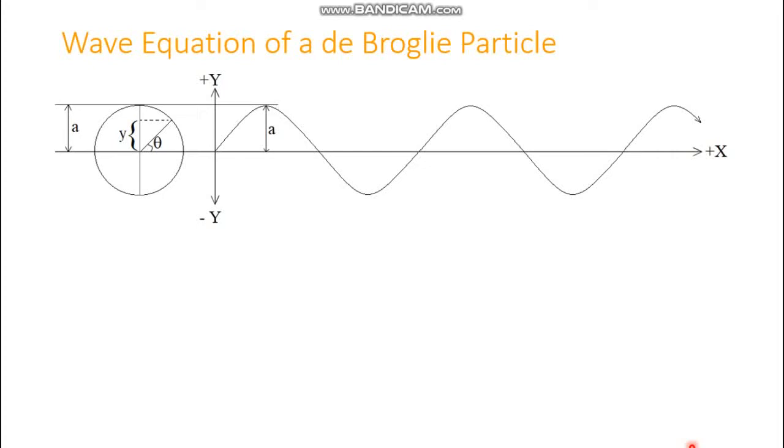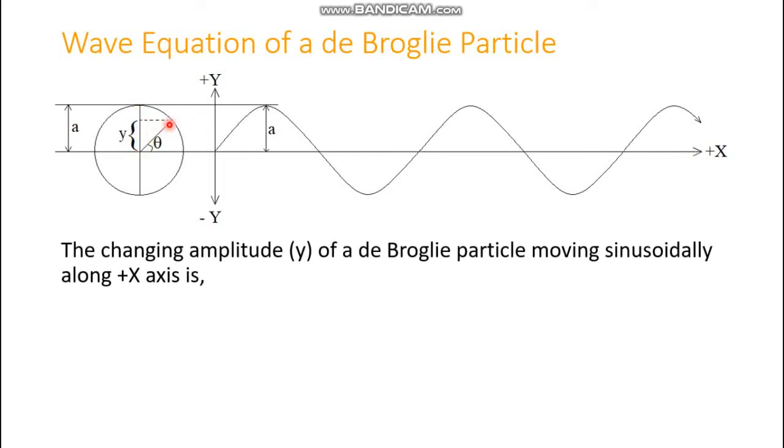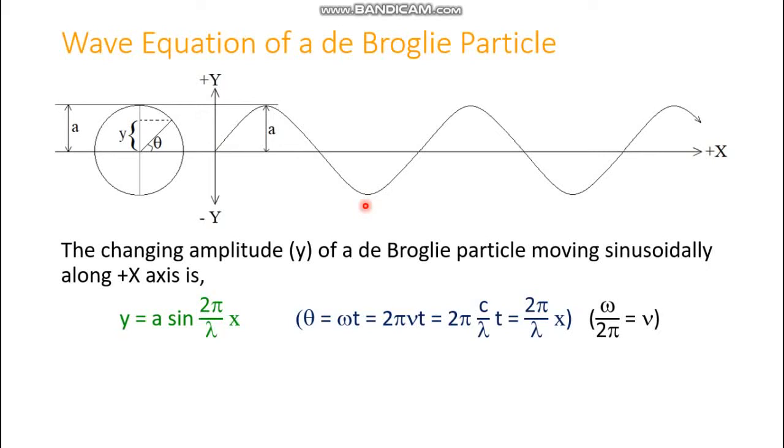Now let's calculate the value of y. y is the changing amplitude, and its maximum value is a, which is in turn the radius of this circular path. Therefore the changing amplitude y of the de Broglie particle moving sinusoidally along the x-axis, here in the positive direction, that is why in the plus x-axis, the expression should be y equals a sine theta. First of all, why is it a sine theta? Let us discuss this. This angle is theta, so in turn this angle is also theta. Therefore y divided by the radius, that is the maximum amplitude a, is sine theta. Therefore y equals a sine theta.